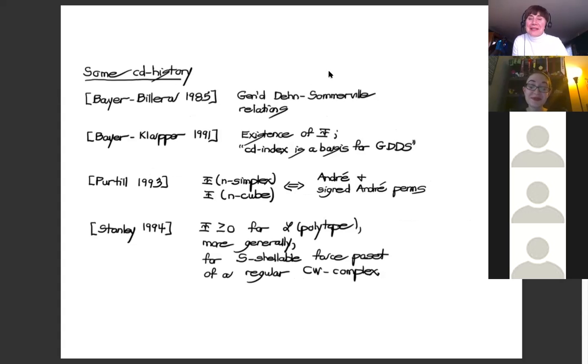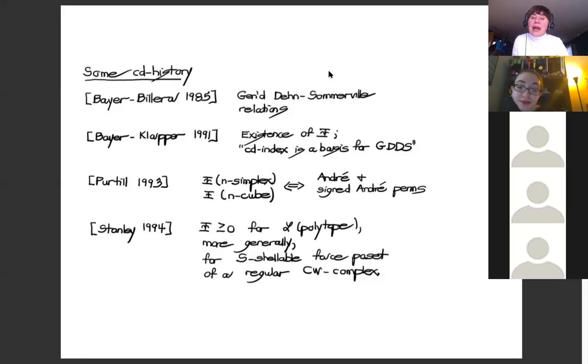So, okay, some CD history. Bayer and Billera actually showed the generalized Dehn-Sommerville relations. They determined all possible linear relations that hold among the flag vector entries. So the Euler relation is one of them, this alternating sum.